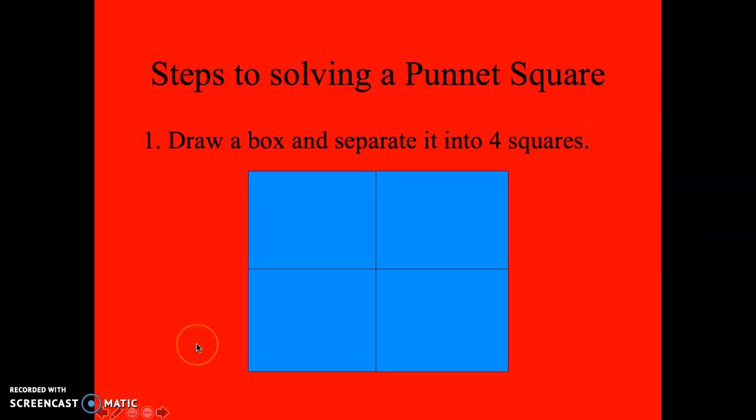So now you are going to learn how to do this. The very first step is to draw a box and separate it into four squares. So there's 1, 2, 3, and 4.